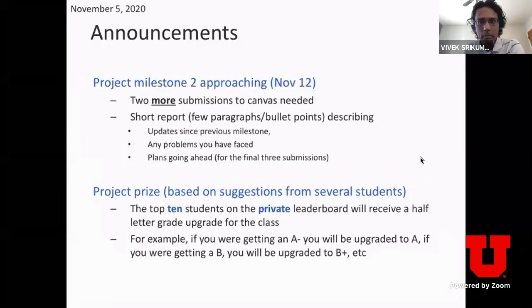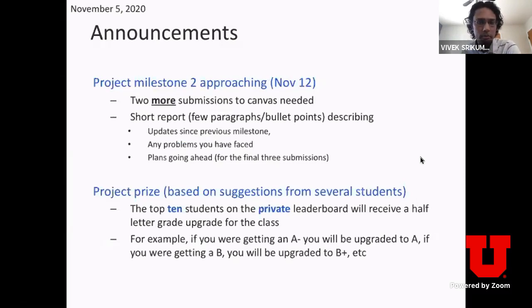Another set of reminders. There is a project milestone 2 that's approaching on Canvas. It requires 2 more submissions. Remember, by the end of the semester, you'll need 6. For project milestone 1, you already had 1. For 2, you'll need 2, and for the third one, you'll just need 3 more.